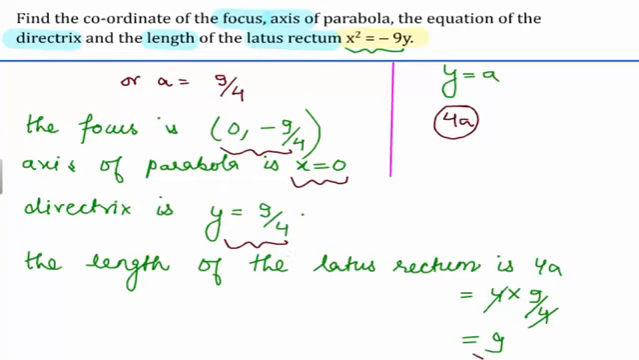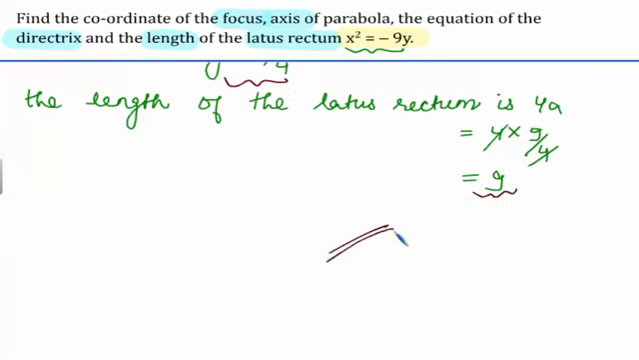In this question, we have to find the equation of the parabola whose focus has coordinates 6, 0 and directrix is given by x is equal to minus 6.